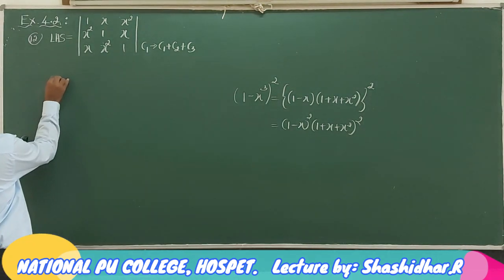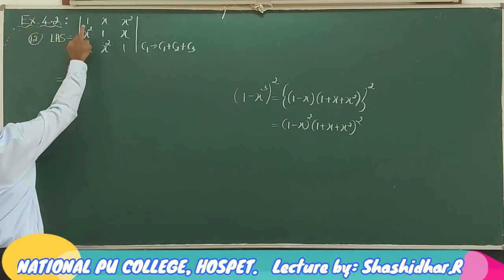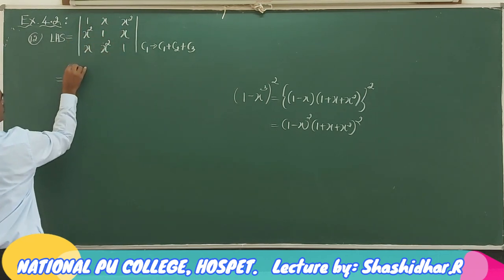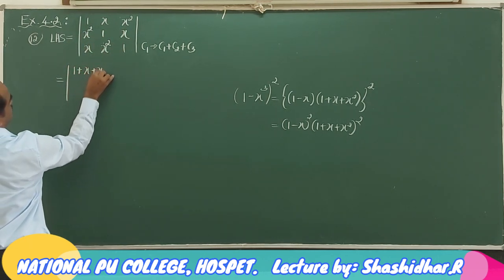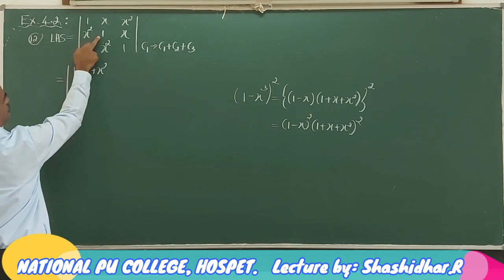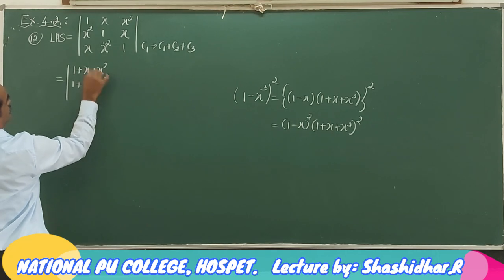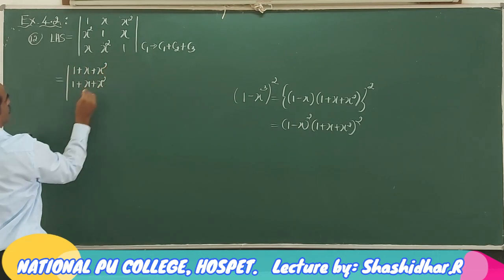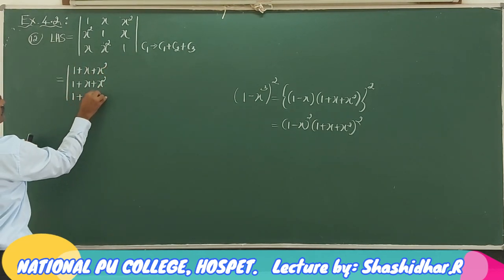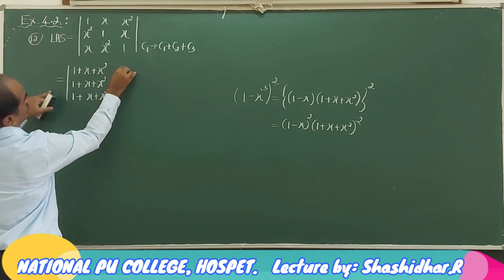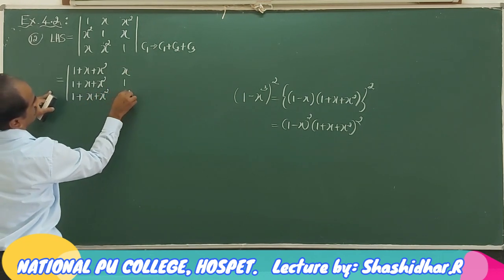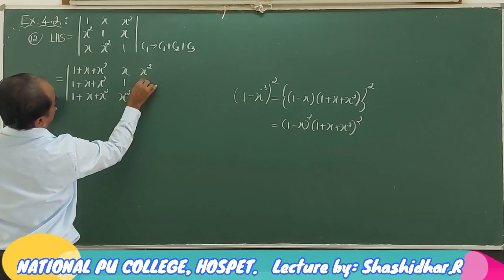Then what are the first column elements? To 1 I have to add x and x square. So 1 plus x square. To this element x square I have to add 1 and x. So I get 1 plus x square. Here also for x I have to add x square and 1. By this I get 1 plus x square. Write the second and third columns as they are.